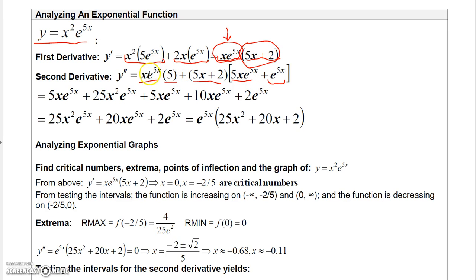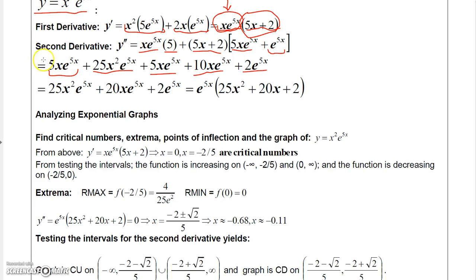Now the rest of this is just algebra. This times this is just 5x e to the 5x. And then here, when I FOIL, if you take 5x times 5x e to the 5x, you're actually going to get 25x squared e to the 5x. And then if I do the outer terms, 5x times e to the 5x, I get 5x e to the 5x. And if I do the inner terms, 2 times 5x e to the 5x, I get 10x e to the 5x. And if I multiply the last terms, 2 times e to the 5x is 2e to the 5x.